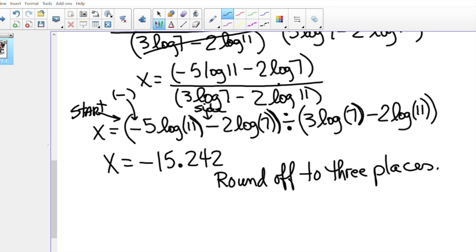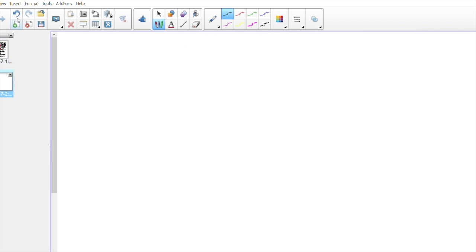Now, let's work one without so much hesitation. Log 33 to the power of 6x minus 13, let me start off correctly. 33 to the power of 6x minus 13 equals 51 to the power of 3x plus 19.